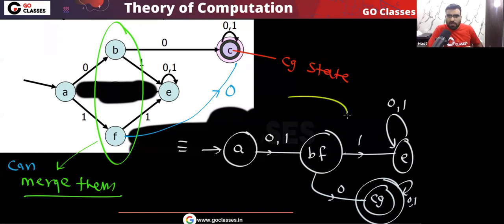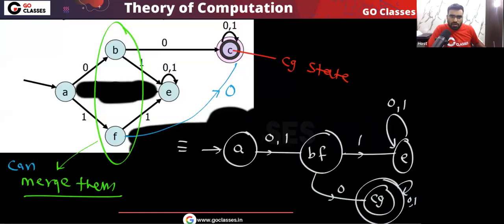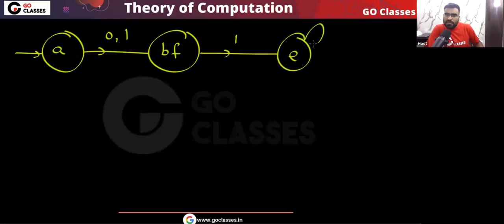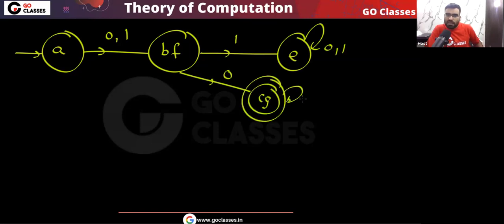For example, what about these two states? E comma B, A comma BF. What about these two states? Let me know. Okay, so remember we got this state number A. On 0 1 we are going to this state BF. From state BF, on symbol 1 we are going to state E, and on symbol 0 we are going to state CG, which is final.